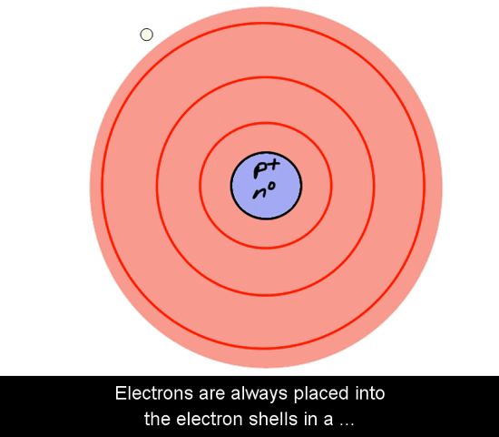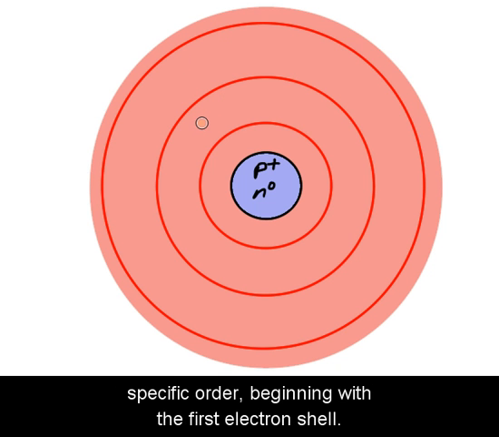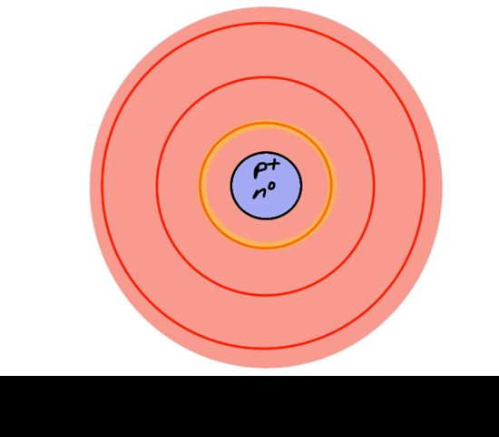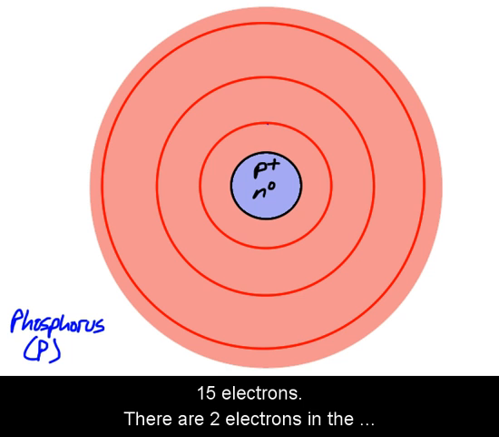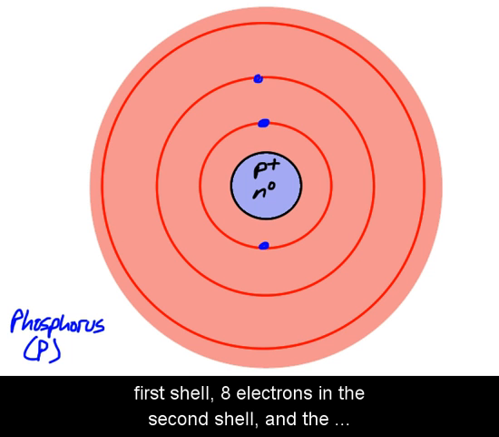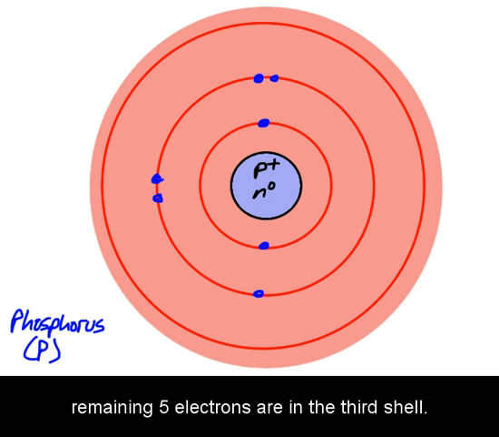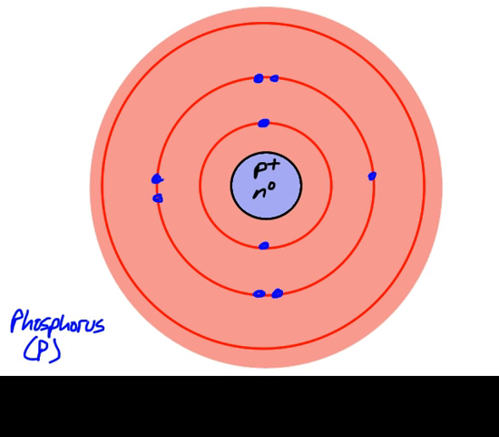Electrons are always placed into the electron shells in a specific order, beginning with the first electron shell. For example, an atom of phosphorus has a total of 15 electrons. There are 2 electrons in the first shell, 8 electrons in the second shell, and the remaining 5 electrons are in the third shell.